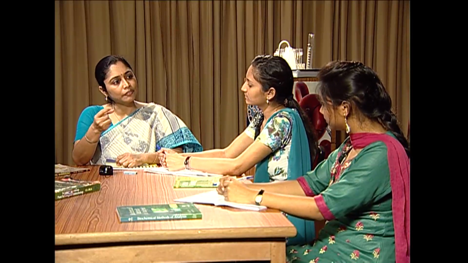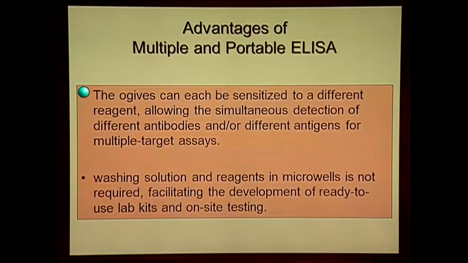Ma'am, what is chromogenic substrate? Chromogenic substrate is a molecule which changes its color after oxidation, so that we can very easily see the change in color. Now, multiple and portable ELISA has multiple advantages, like each rod can be sensitized to a different reagent, and thus at the same time we can detect the presence of multiple analytes. And since washing steps are very simple here, we can do the assay very quickly and on the site where we want to perform it.